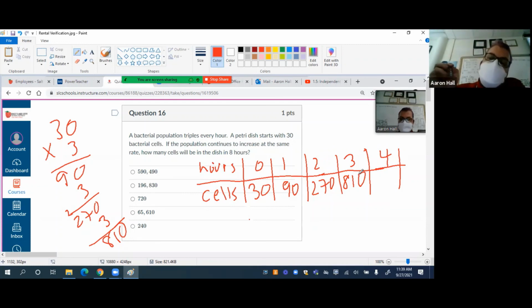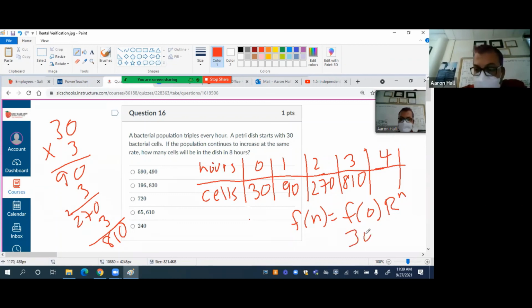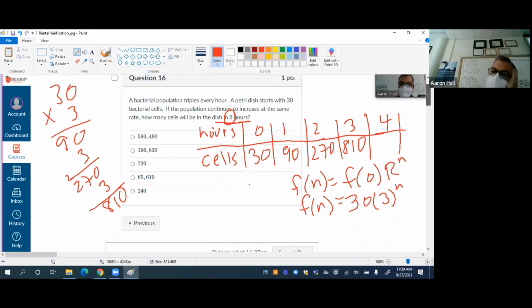Is this sequence geometric or arithmetic? It's geometric. So we're going to use this equation of f of n equals our 0th term times the ratio to the power of n. What's our 0th term? 30. What's our ratio? 3, to the power of n. And so we're trying to find our f of n. It says here, after 8 hours, what do I do with 8? Yeah, we plug that in for n.